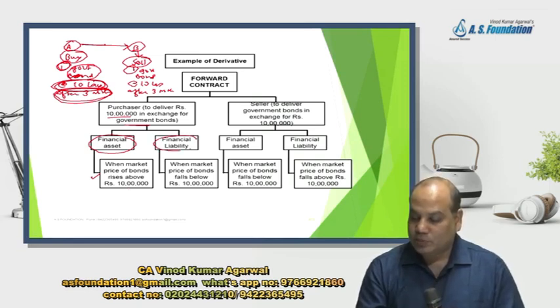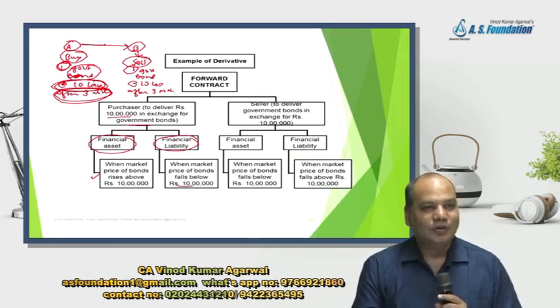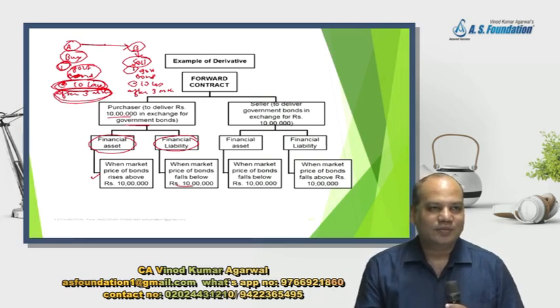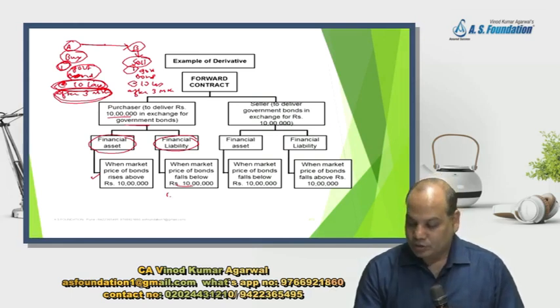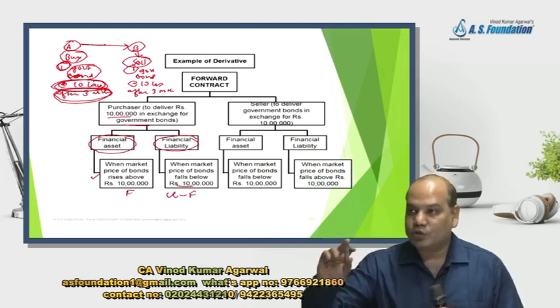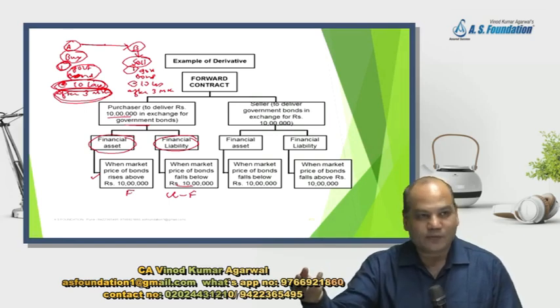When will this instrument become a liability for him? When the market price is below 10 lakh, because he still has to pay 10 lakh to buy something whose value is below 10 lakh. So the contract has become unfavorable. Here it is favorable. The opposite happens for the seller of the forward contract.